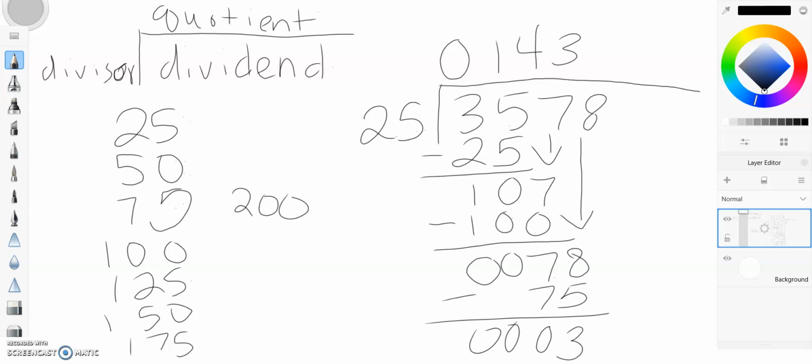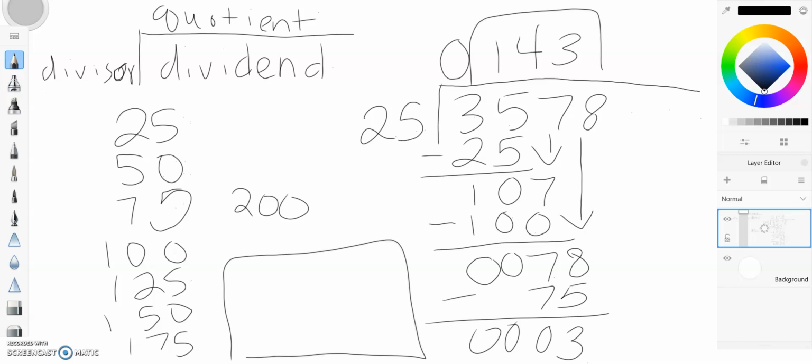So we know that we have no more numbers here to bring down, and 25 cannot go into 3, so we stop there. So our quotient is going to be 143, and we have a remainder of 3. So 143 remainder 3 is our quotient for this division problem.